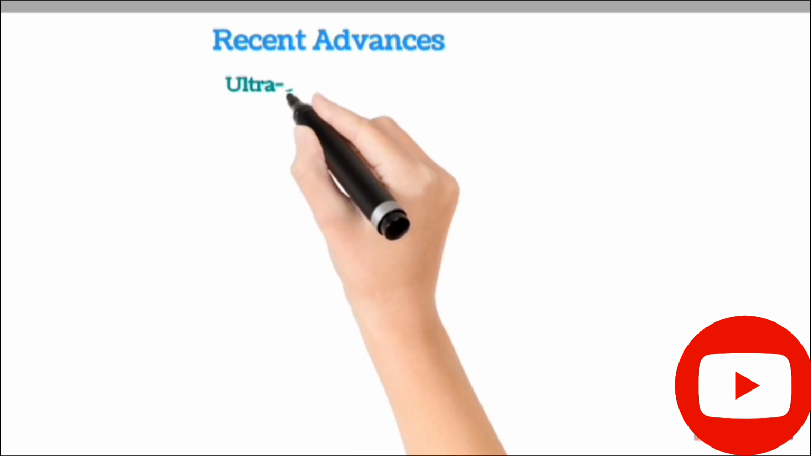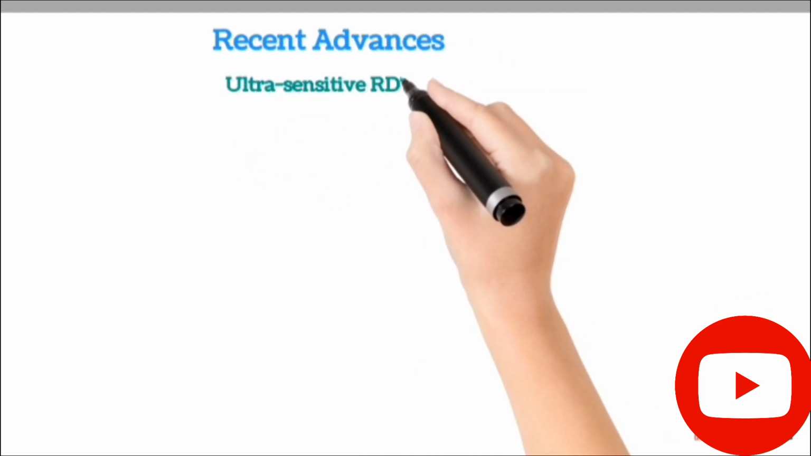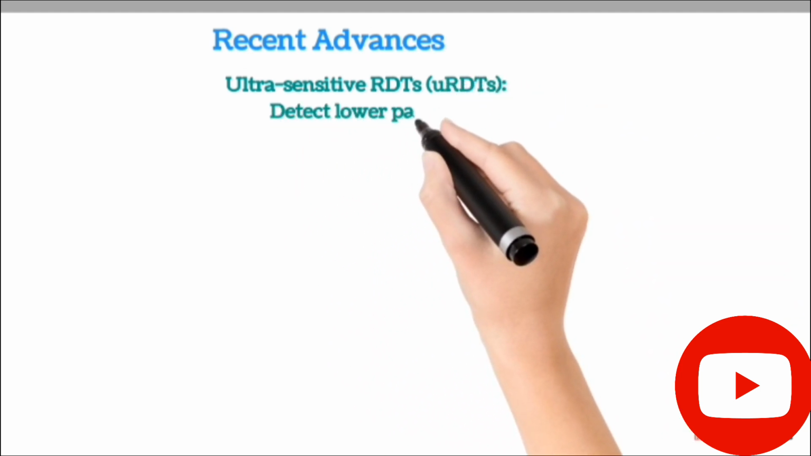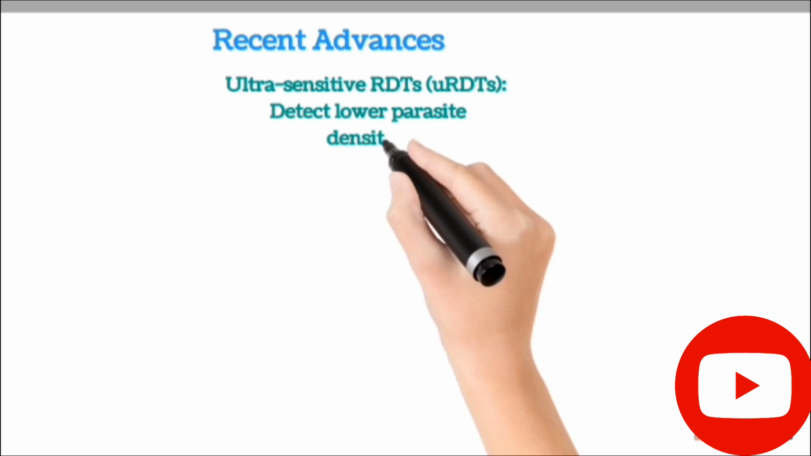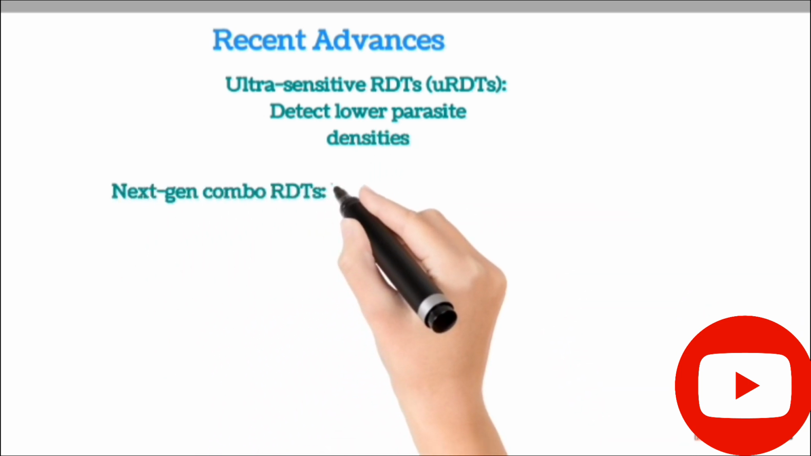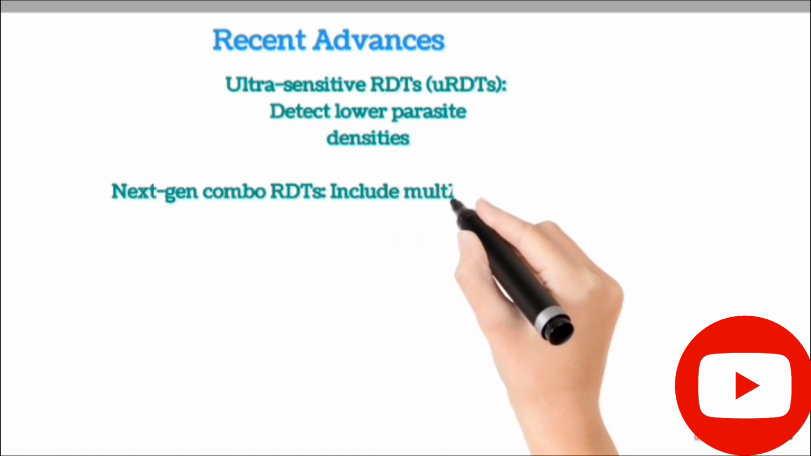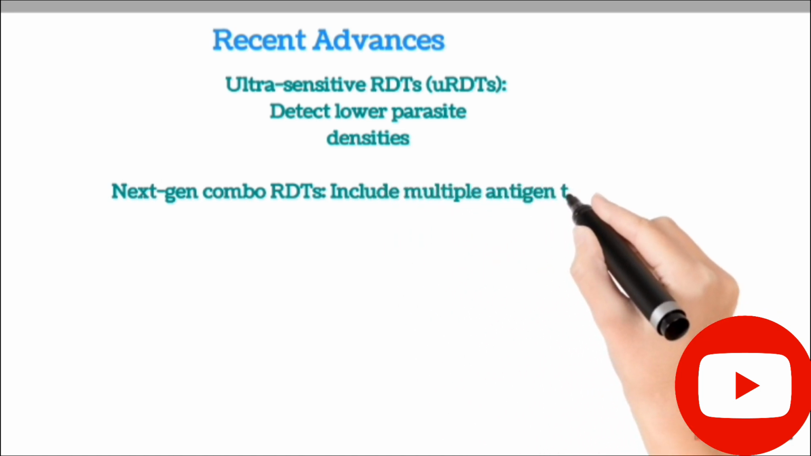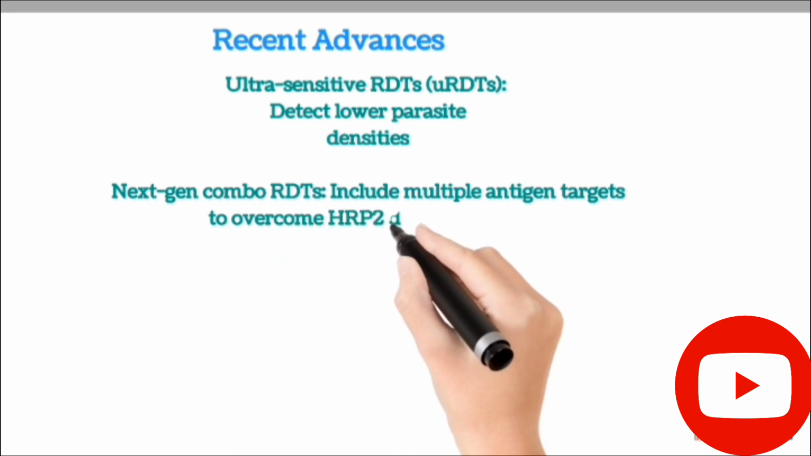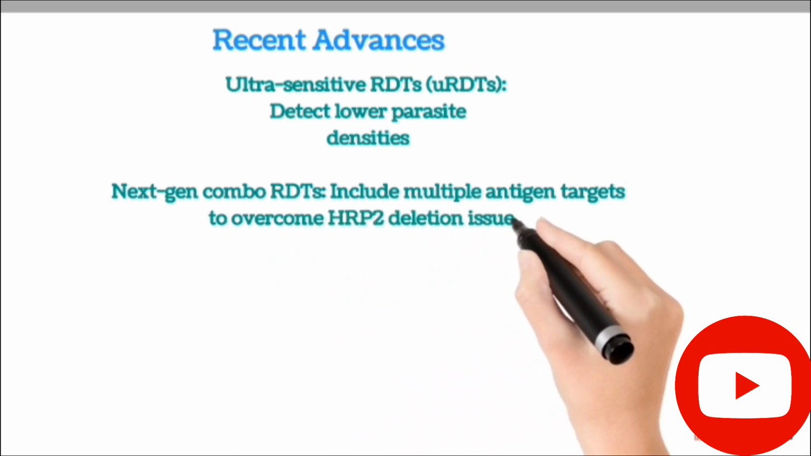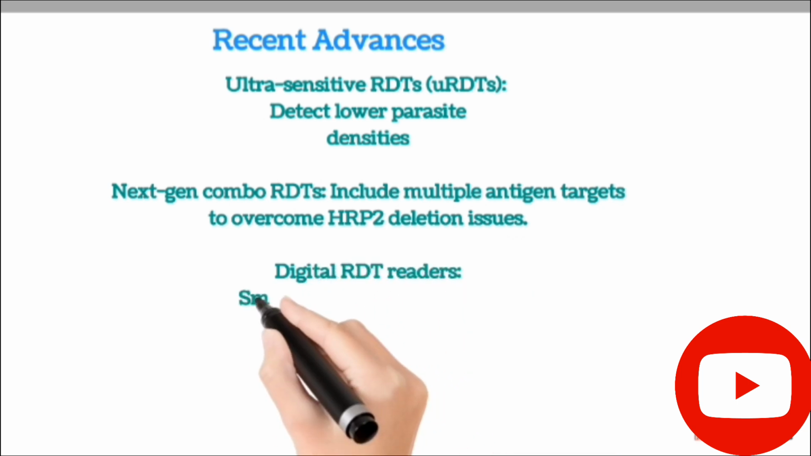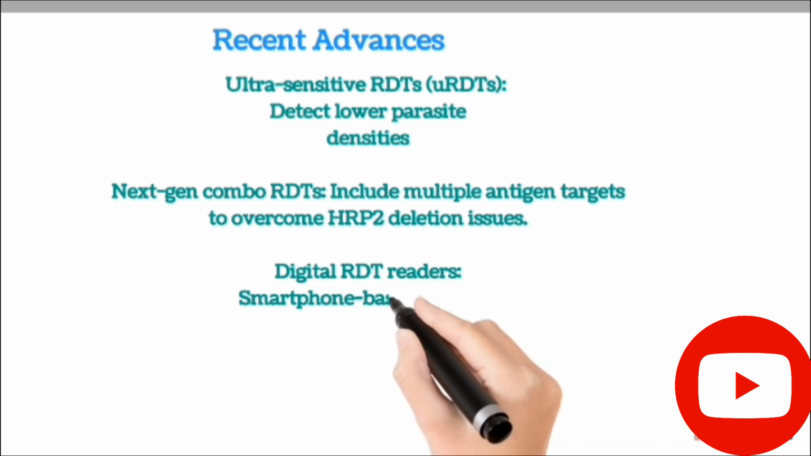Now moving on to the recent advances in RDTs. To overcome these limitations, a few recent advances have been made in RDTs. First is ultra-sensitive RDTs, which detect lower parasite densities. Another is next-generation combo RDTs, which include multiple antigen targets, so they remove the limitation of HRP2 deletion issues. Another is digital RDTs, which are smartphone based RDTs.